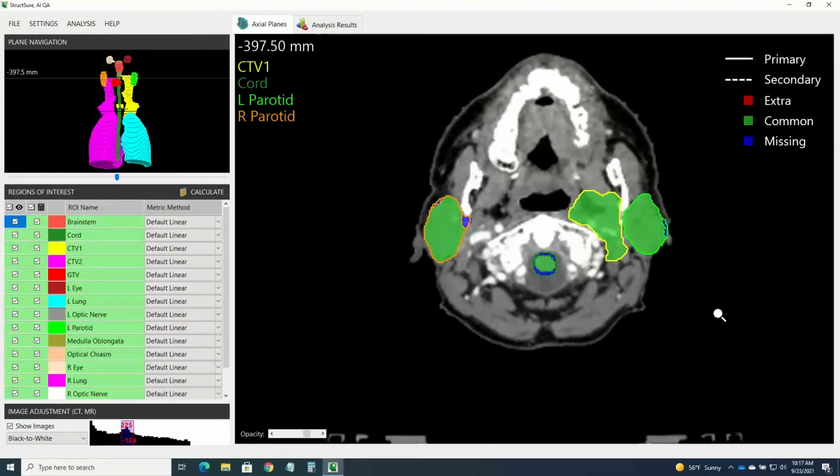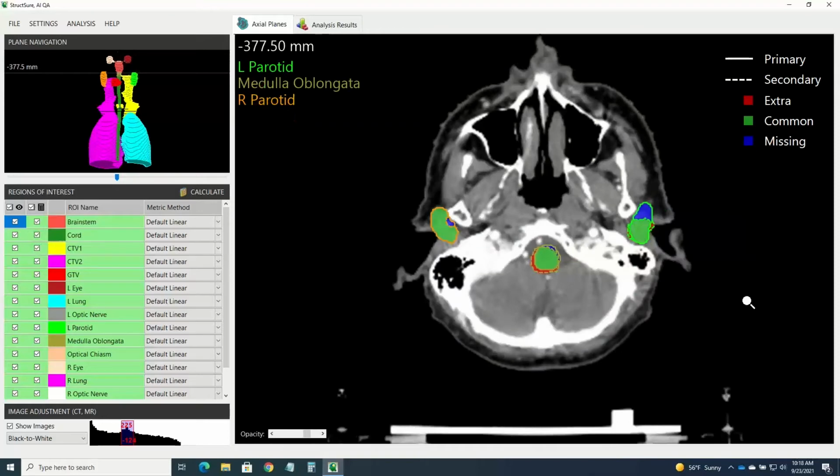So in this particular example, you'll see here in the green, this is where the two sets agree, okay? And that's real easy to see there. But then, maybe I can find them. Here's a slightly better example. And so the green is where they agree.